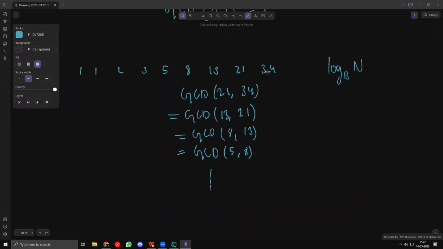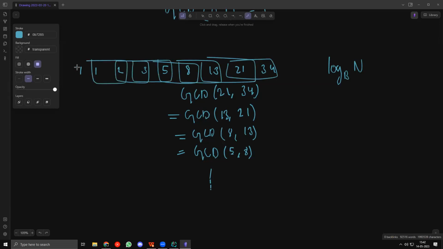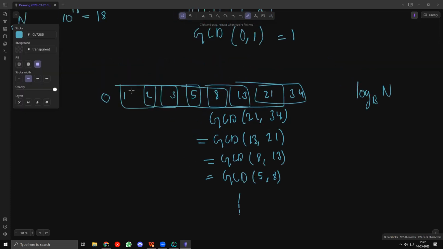So if I start at 34, for example, 21, 34, then it goes to 13, 21, then 8, 13, then 5, 8, 3, 5, 2, 3, 1, 2. And at the end, it's 0. 1 does not appear again, it's 0, right? So yeah, the Fibonacci sequence is the worst case scenario. And the Fibonacci sequence is exponential. So we know for sure that this has to be log n.